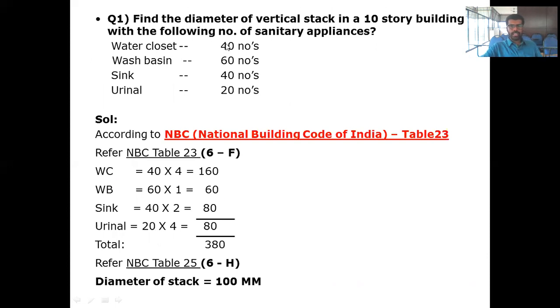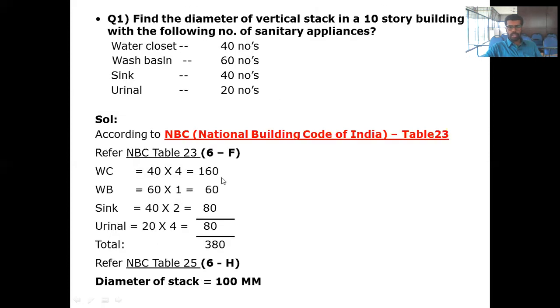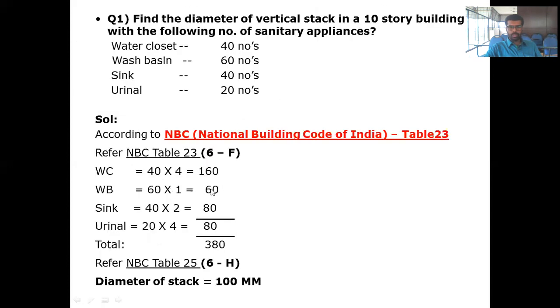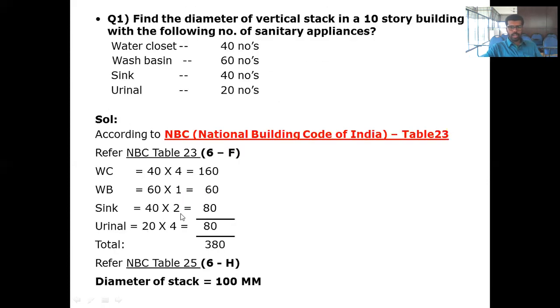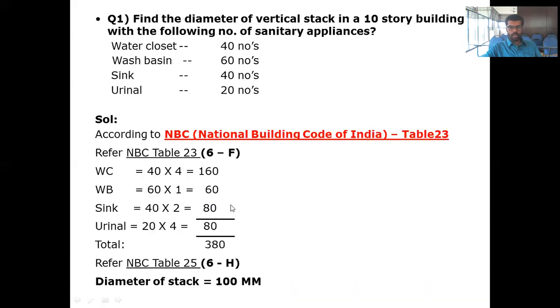How many water closets are there? 40. What is its fixture unit? 4. So multiply 4 into 40, 160. Wash basin, 60 numbers are there. What is the fixture unit? 1. So multiply with 1, you will be getting 60. Sink, how much? 2. Multiply with 2, you will be getting 80. Urinal, how much? 4. Multiply 20 with 4, you will be getting 80.